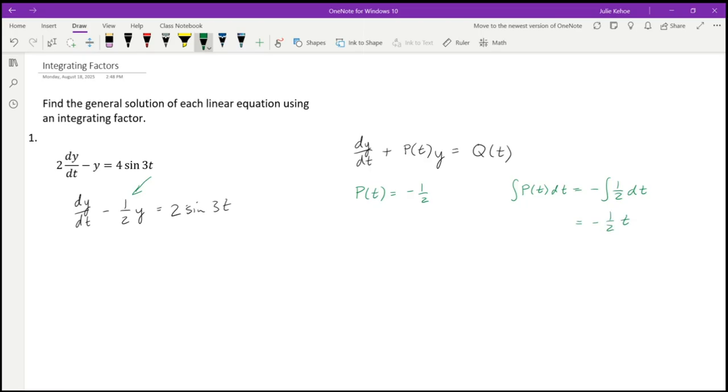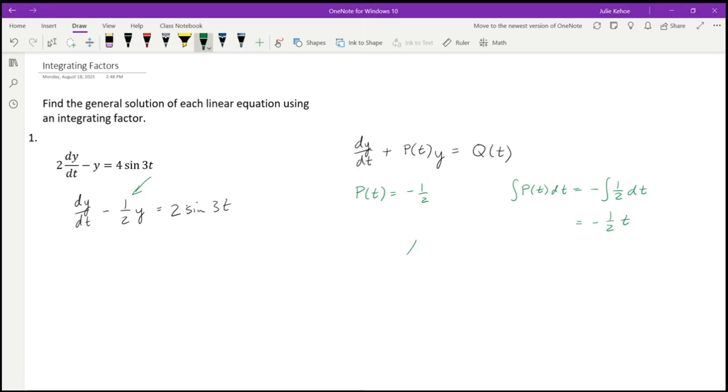We're not going to bother with the constant of integration. This is kind of a trick that we're using, and you don't need a constant of integration; that would only mess things up. We are just looking for the antiderivative here, the simplest version of it that would work for this method. So the simplest antiderivative of negative 1/2 is negative 1/2 t.